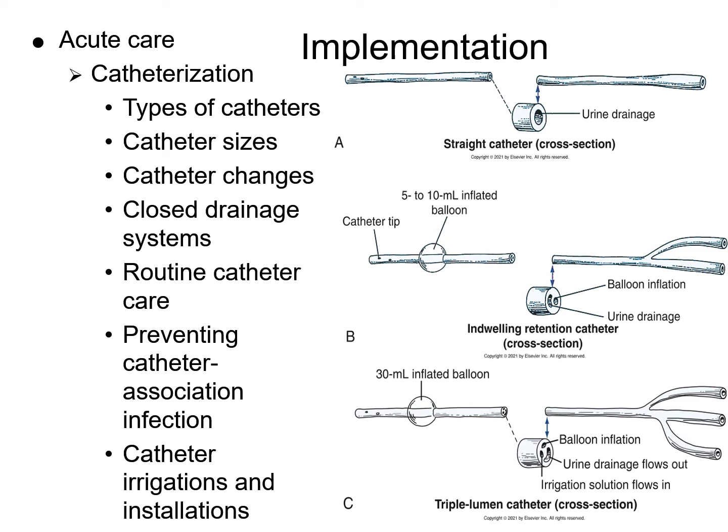Patients with acute illness, surgery, or impaired function of the urinary tract may require more invasive interventions that support urinary elimination. Urinary catheterization is the placement of a tube through the urethra into the bladder to drain urine. This has a risk of catheter-associated urinary tract infection.